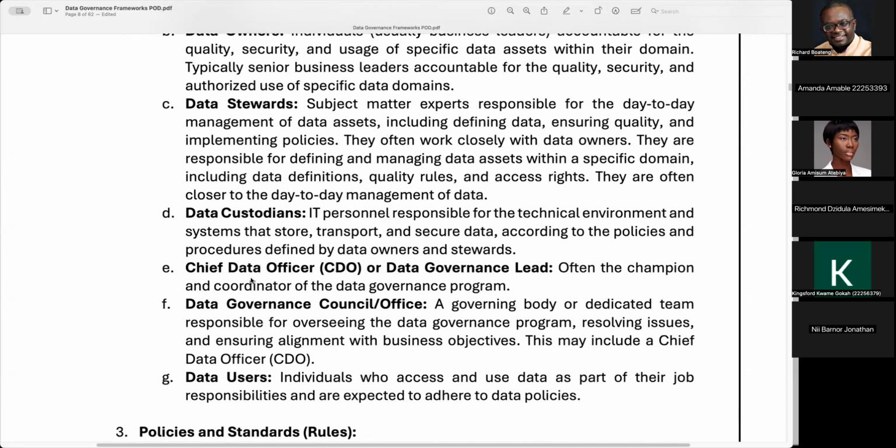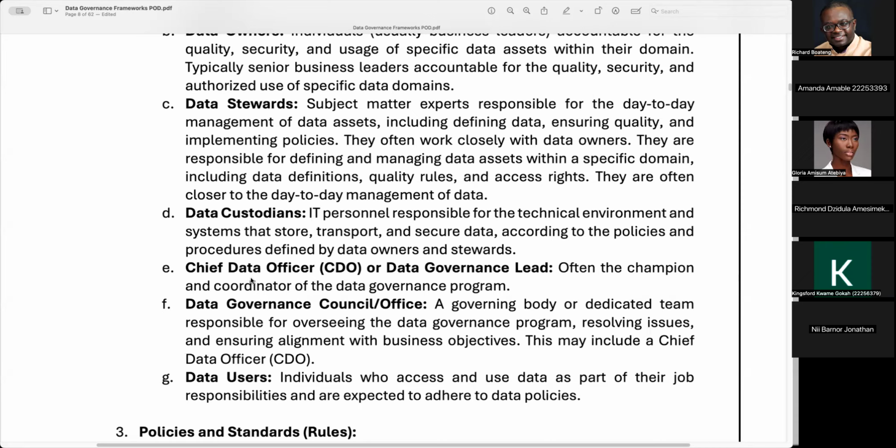And often there's someone coordinating all this, like a chief data officer. Exactly. A CDO or a dedicated data governance lead often acts as the program champion, driving it forward. And then finally, you have the data users, which is basically everyone else in the organization who interacts with data in some way. Their responsibility is to understand and follow the established policies and procedures. Without that broad adherence, the framework is just, well, paper.